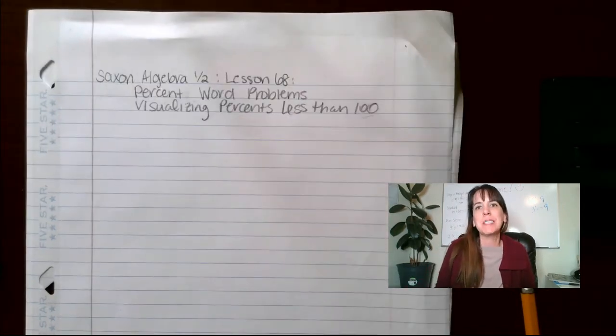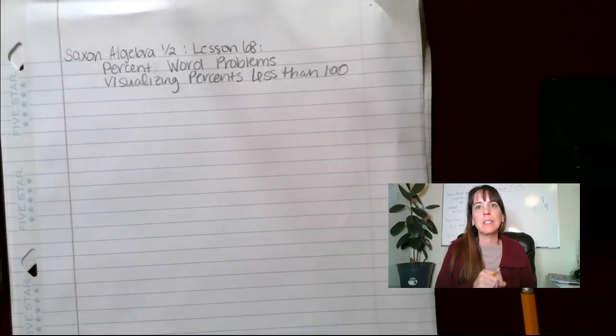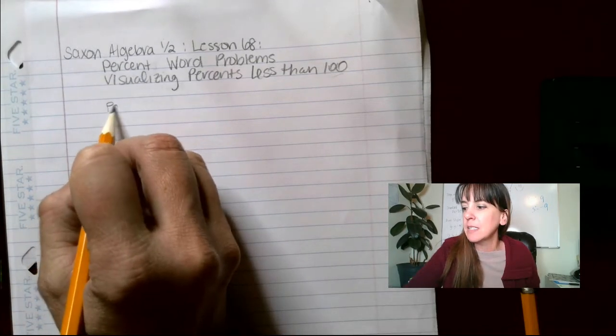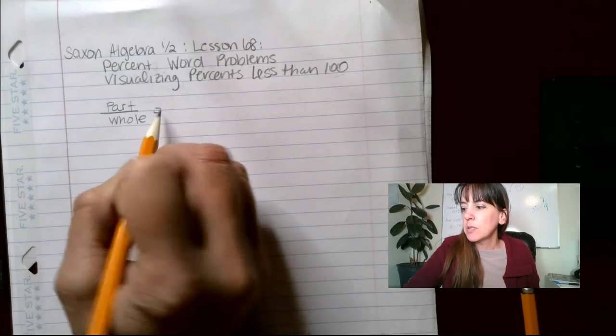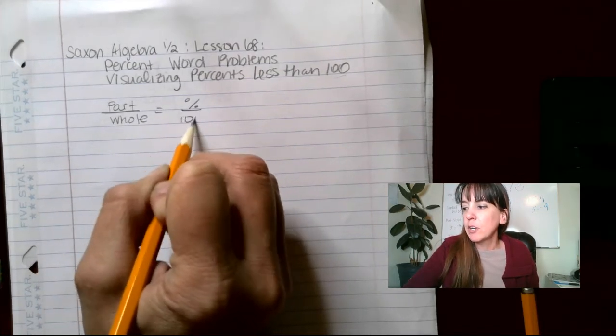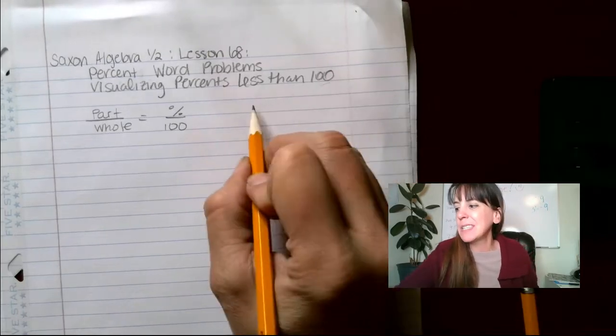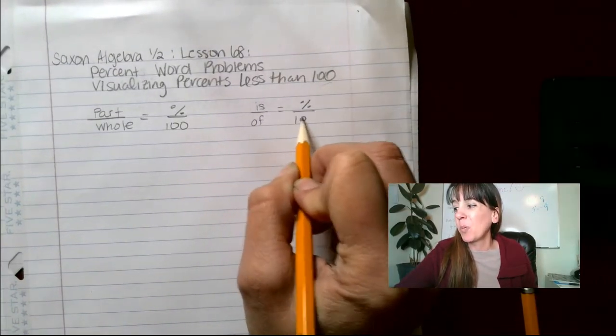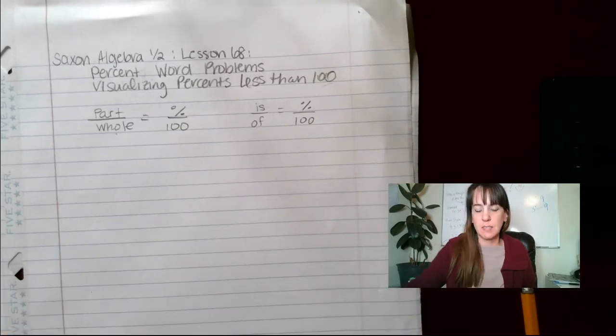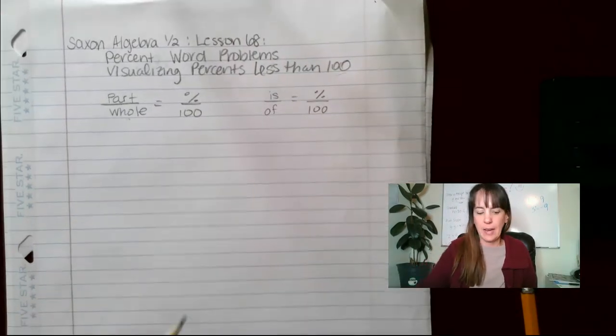A lot of these problems say, draw this out as a diagram. If that works for you, absolutely fine. If it does not, that is fine as well. What I do wanna note is that you will be using this part over whole equals percent over 100. You're gonna be using this a whole bunch. Sometimes this helps, is over of equals percent over 100. But for word problems, really you're gonna be using this a whole bunch. So let's take a peek at that.